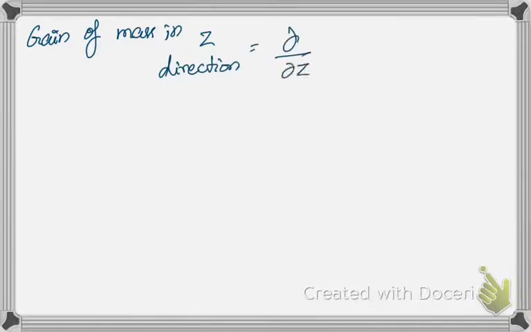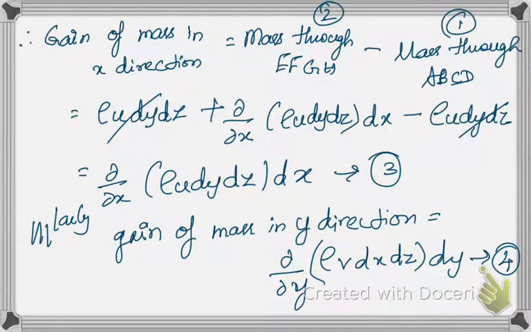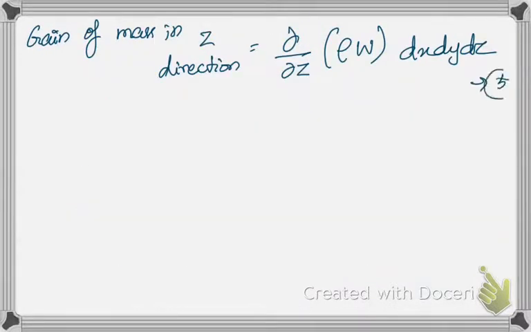dou by dou z of w into dx dy dz. This is going to be equation number 5. So we are assuming that there is no accumulation of the mass. So we are assuming the above quantity must be equal to 0.